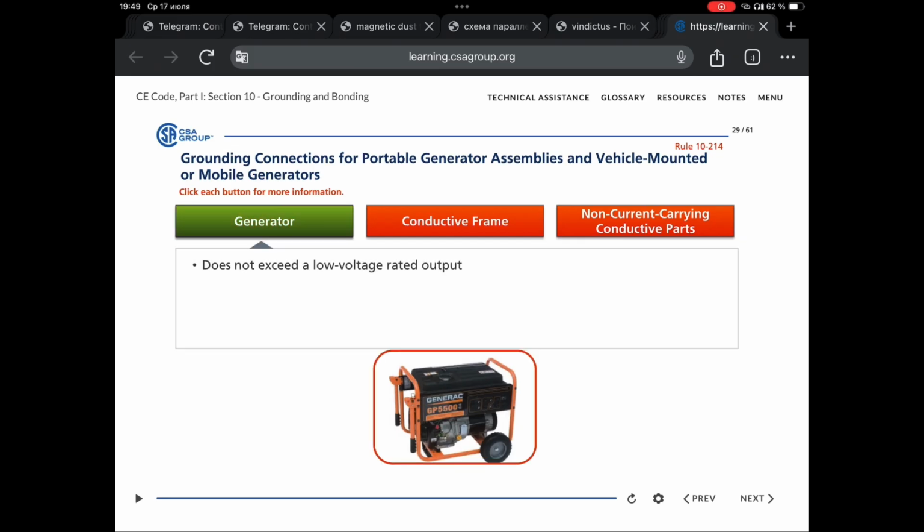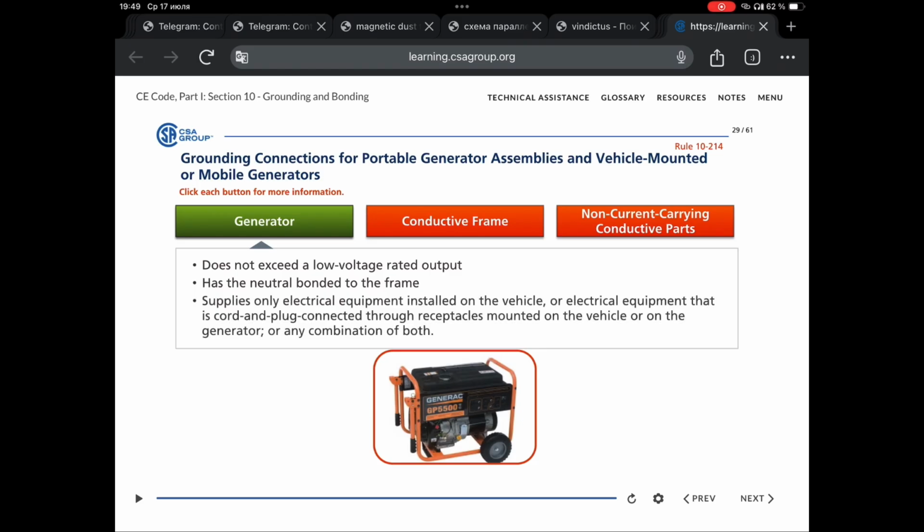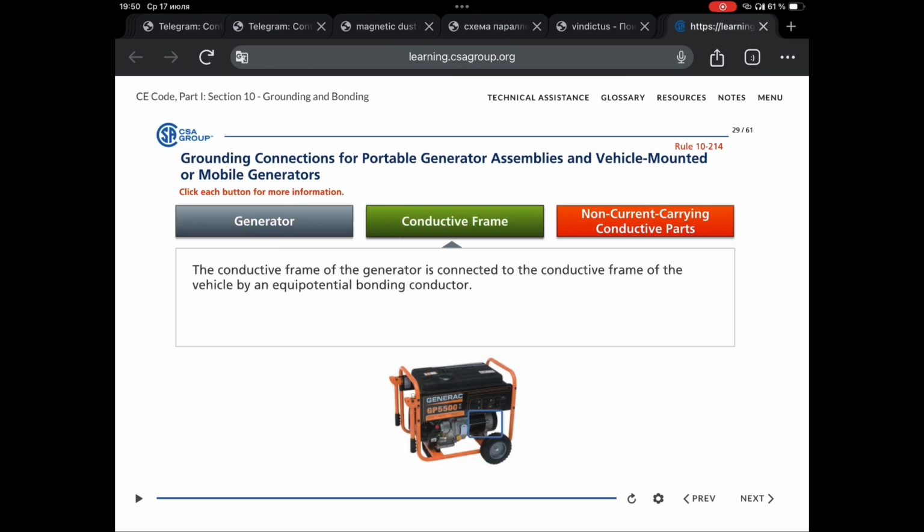The generator does not exceed a low voltage rated output. The generator has the neutral bonded to the frame. The generator supplies only electrical equipment installed on the vehicle, electrical equipment that is cord and plug connected through receptacles mounted on the vehicle or on the generator, or any combination of both. The conductive frame of the generator is connected to the conductive frame of the vehicle by an equipotential bonding conductor. The non-current carrying conductive parts of the electrical equipment are supplied by a circuit incorporating a bonding conductor.